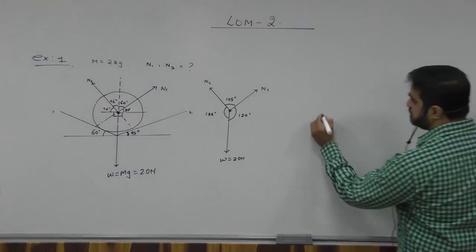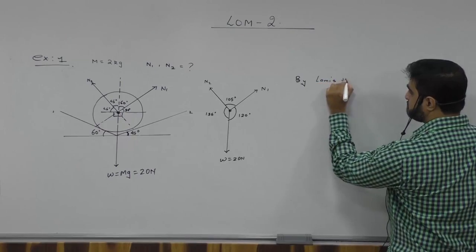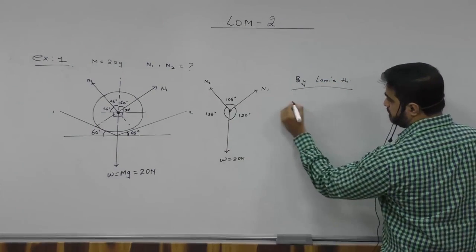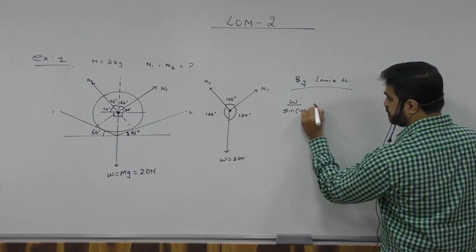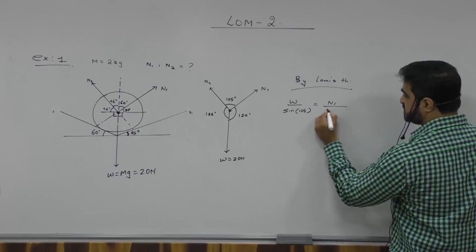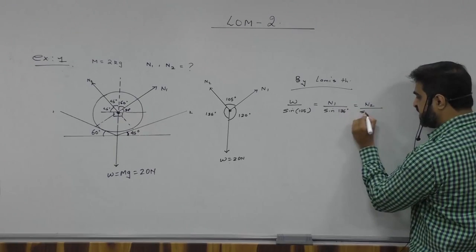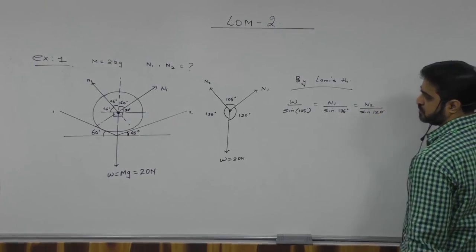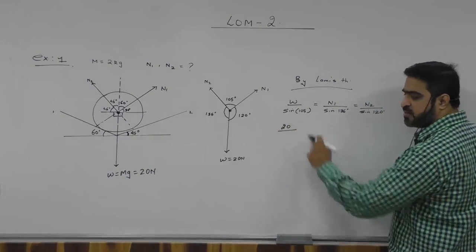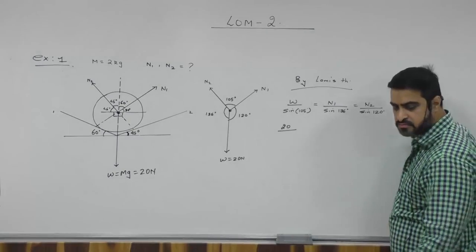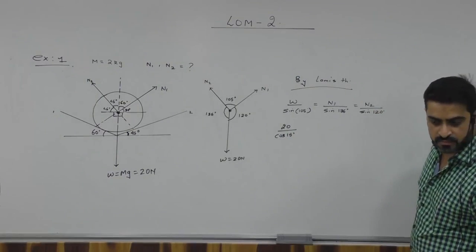Now using Lami's theorem, W by sine 105 is N1 by sine 135 and N2 by sine 120. W is given as 20. Sine 105 will become 90 plus 15, will become cos 15, right? Yes or no?